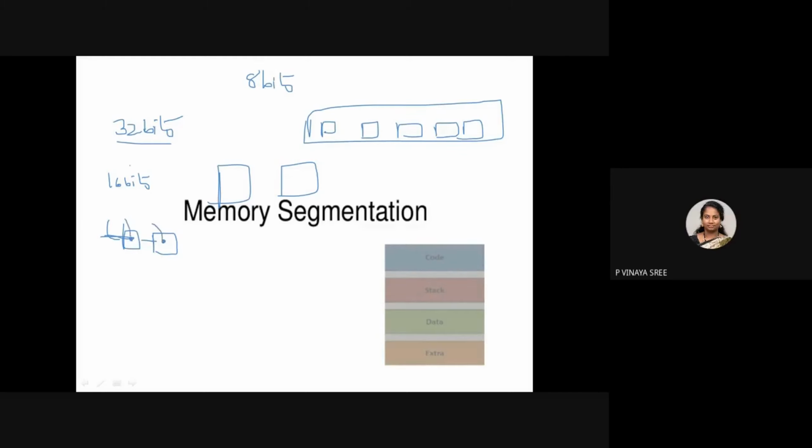Now when coming to 32 bits, tell me how many memory chips will be present? If each location is 8 bits, how many memory banks have to be divided? If it is 32, it is 4, ma'am. Yes, it will be 4. So in this way, we are achieving very fast execution.